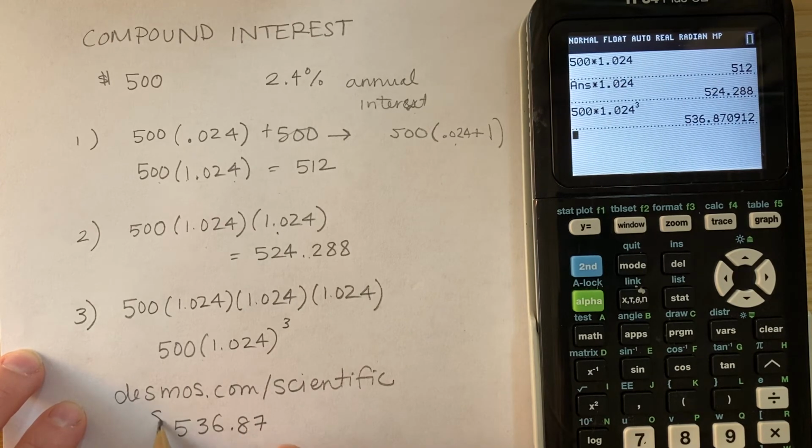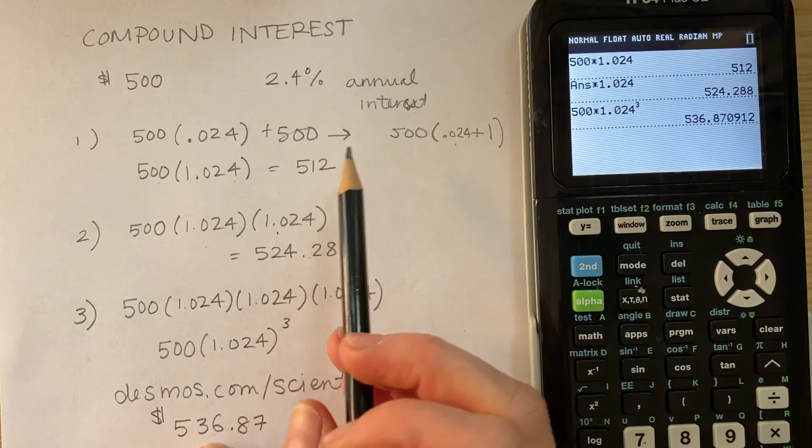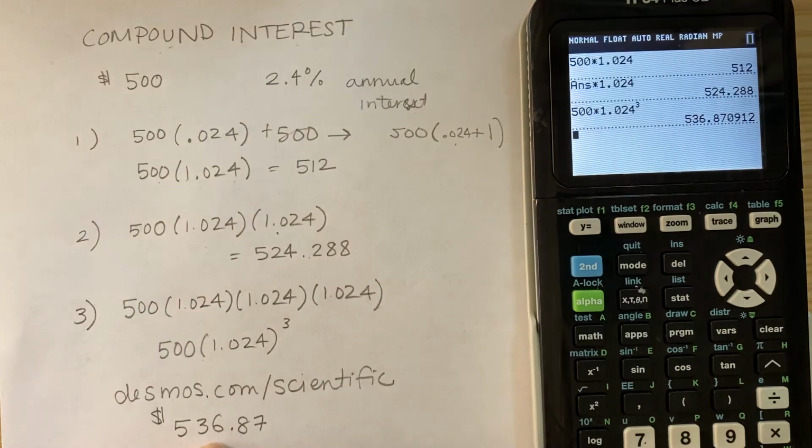$536.87. Now, if we think about this, we're getting a little bit more money each time. We're compounding our interest. Our money is making money, right? We make money on the interest as well as the principal, that original $500. So you can see why this is a little more fun than, say, like epidemiology.